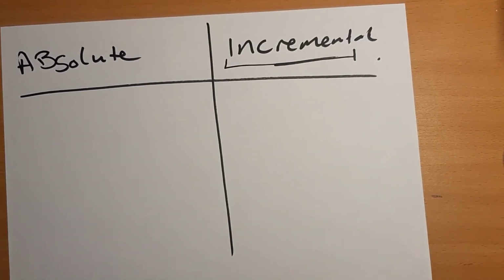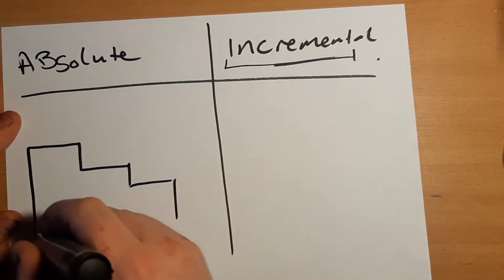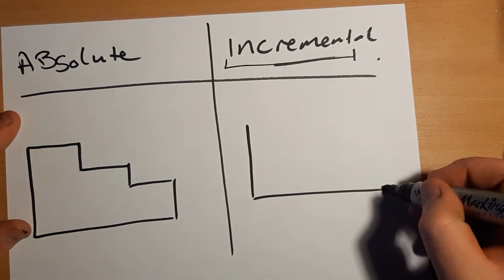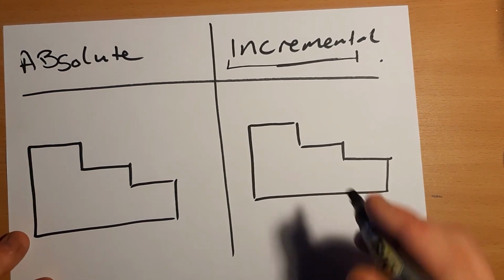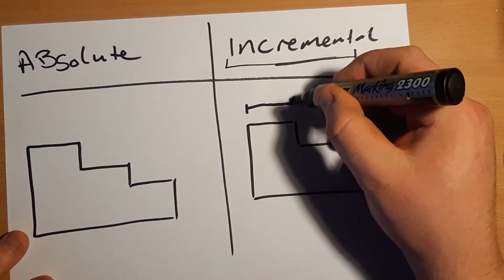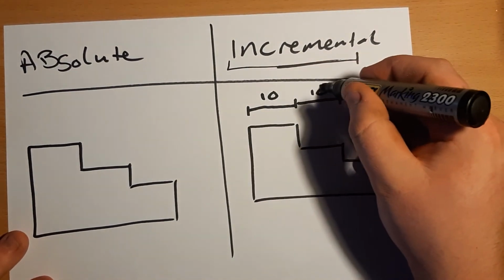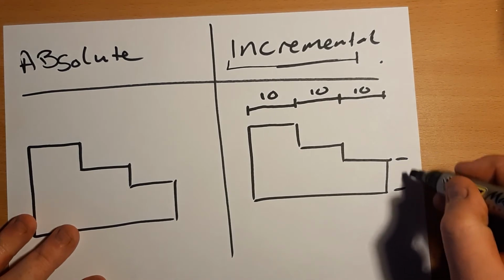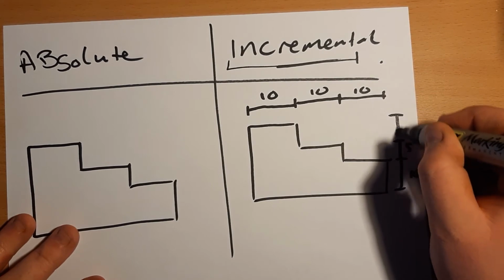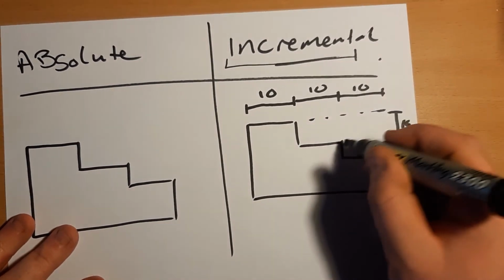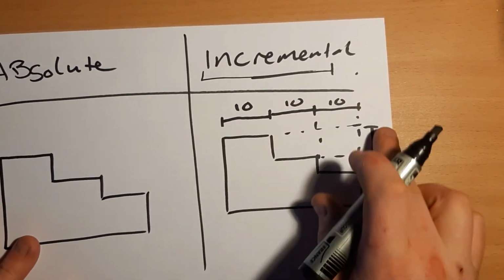Okay, absolute. I'm just going to draw a piece here. Incremental is the main one, the one that we're used to. It's the way the drawings are sent to us. That is incremental there, where everything is broken down into different stages. So that's 5, 10. That right there is incremental, where you have loads of 10, 10, 10, everything's broken down.